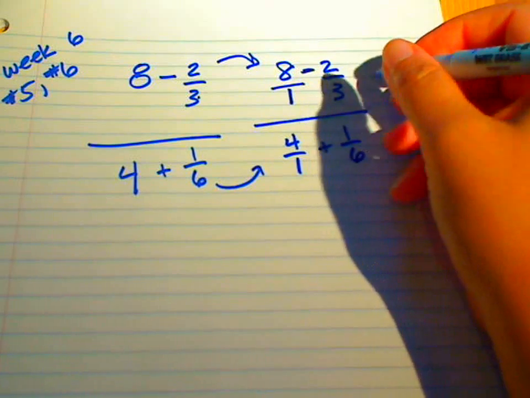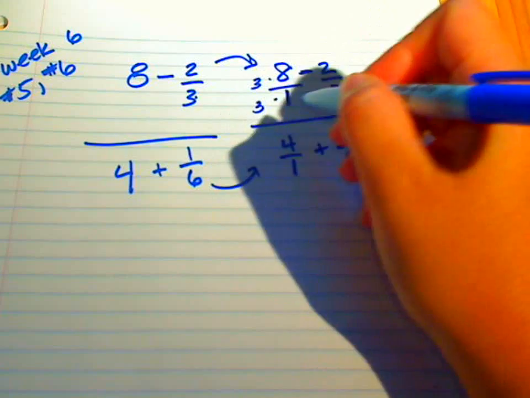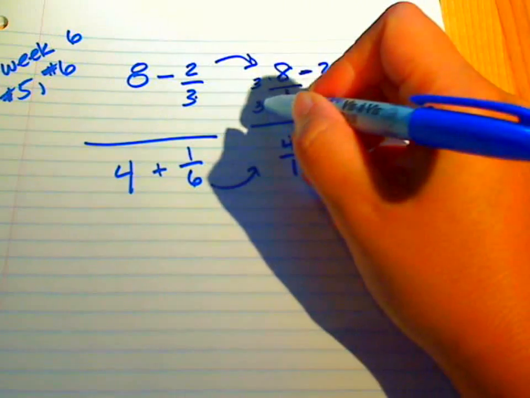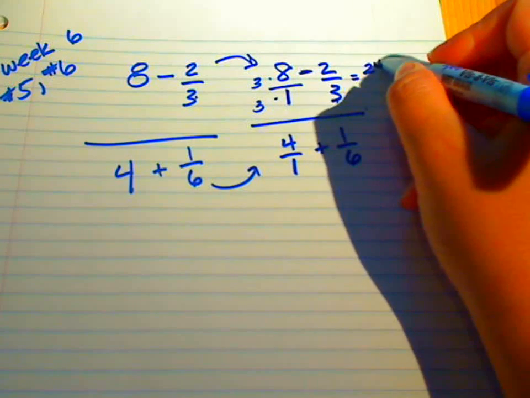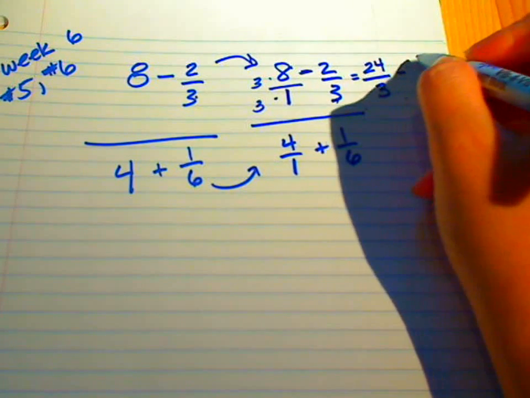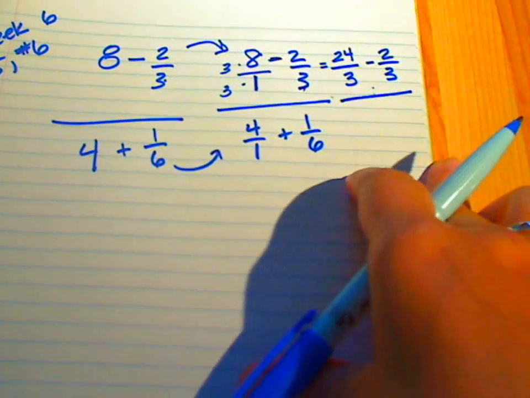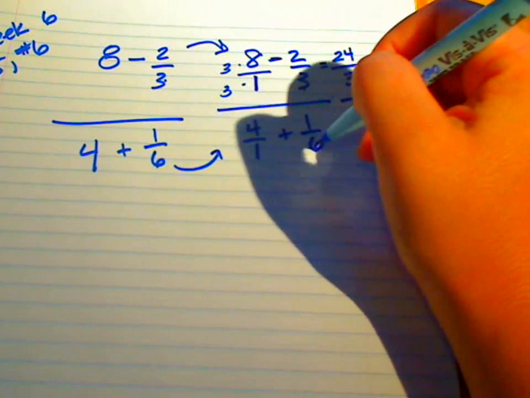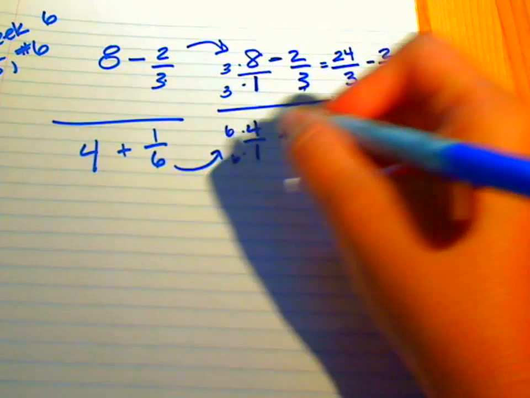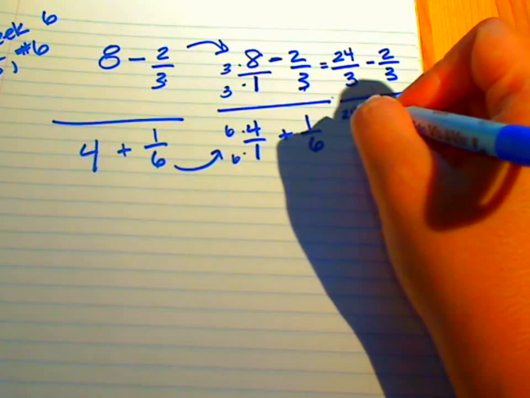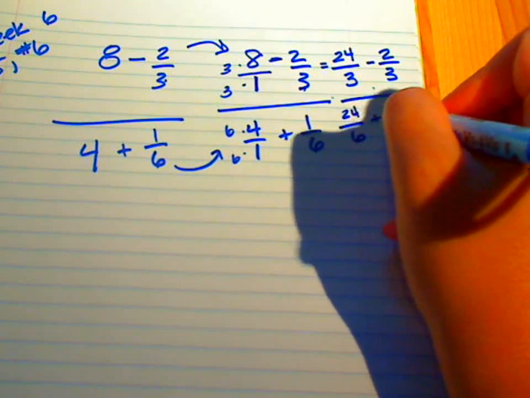So what's going to happen is that I'm going to multiply by a 3 here, because I know the quickest way is to take this number and multiply this side by it. So I'm going to have, sorry about the phone, 24 over 3 minus 2 over 3. On the bottom, I'm going to do the same thing and multiply through by the 6. And I'm going to have 24 over 6 plus 1 over 6.